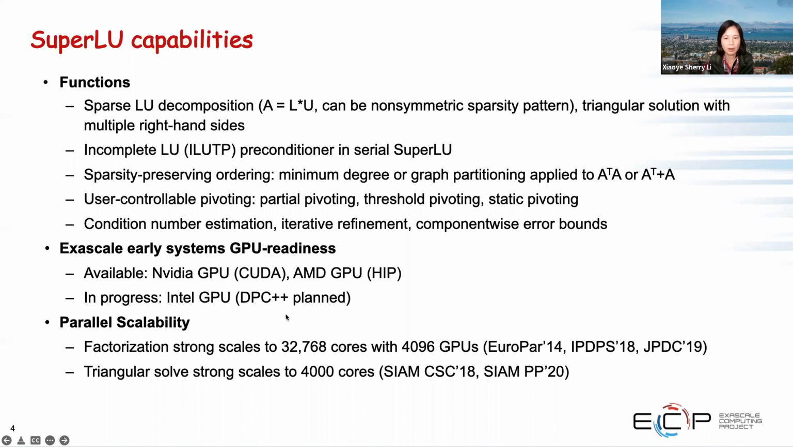So the early system we did was CUDA, which today we're going to show, and Intel is in progress. And this is just some parallel scalability highlights over the years. We published some papers trying to improve the strong scaling. The triangular solve particularly is very hard. In the last 2-3 years, we made very good progress in terms of strong scaling. But the code is still in the prototype stage, so we're not going to show it today.